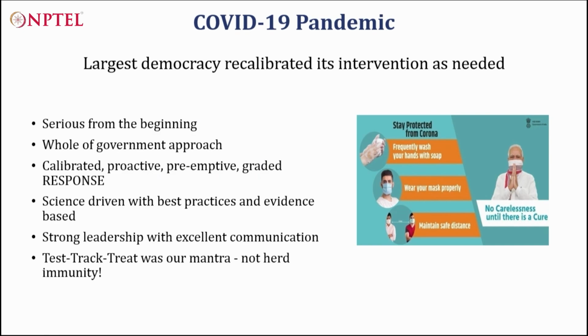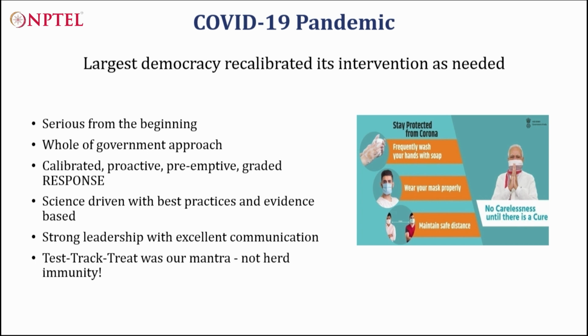On COVID-19, we all know India is the largest democracy, but even then we did well across the globe while dealing with COVID-19, and India was serious from the beginning. It was a whole of government approach. A calibrated, proactive, preemptive, graded response was there for COVID-19, and India's COVID response was science driven, with best practices and evidence based. There was strong leadership with excellent communication.